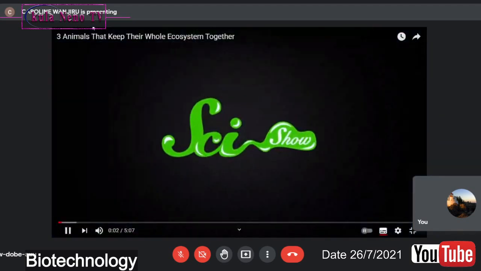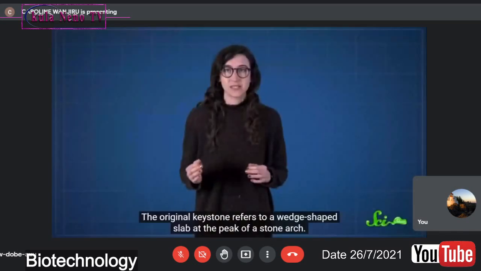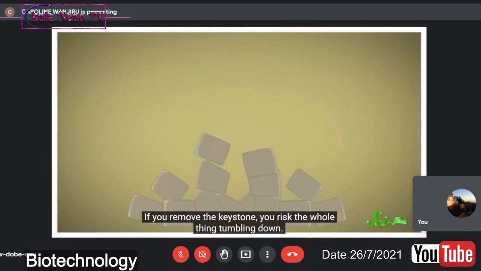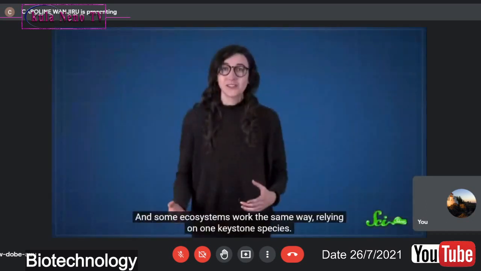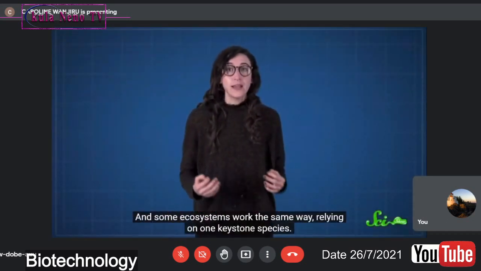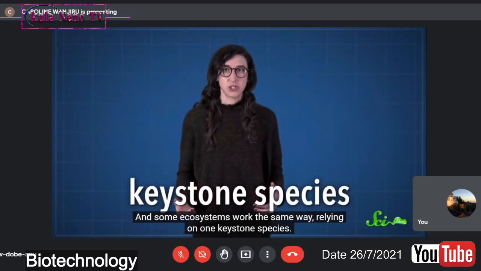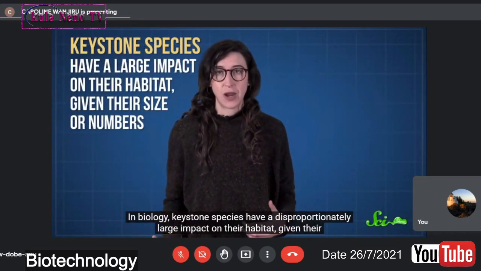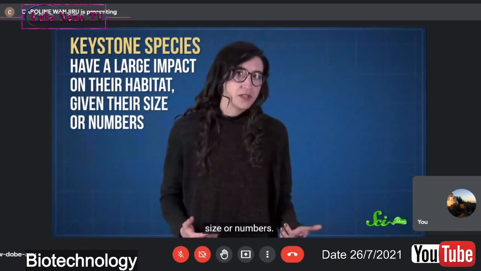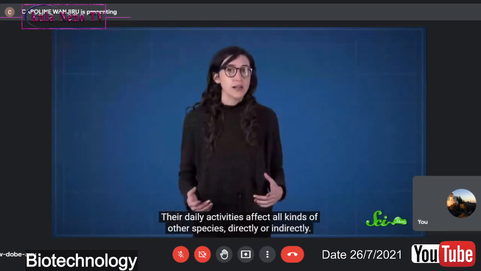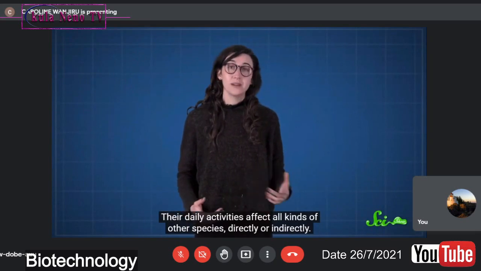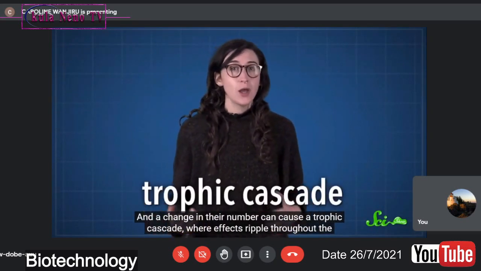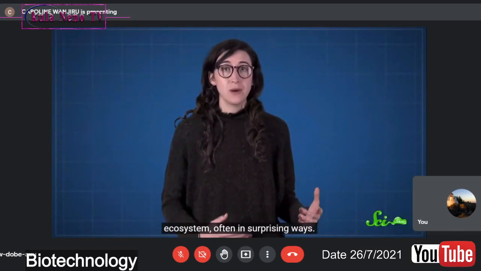The original stone refers to a wedge-shaped slab at the peak of a stone arc. If you remove the keystone, you risk the whole thing falling down. And some ecosystems work the same way, relying on one keystone species. In biology, keystone species have a disproportionately large impact on their habitat, given their size or numbers. Their daily activities affect all kinds of other species, directly or indirectly. And a change in their numbers can cause a trophic cascade, where effects ripple through the ecosystem, often in surprising ways.